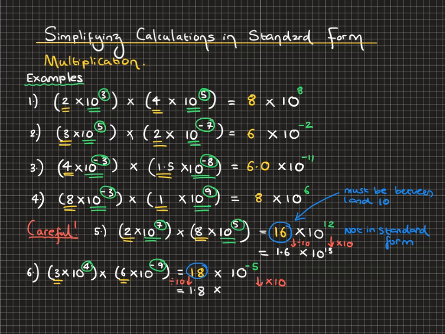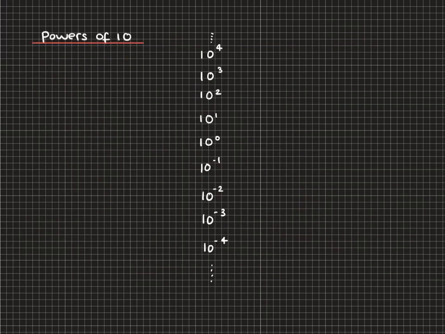So what happens if we multiply 10 to the -5 by 10? Well, it's going to become 10 to the -4. Think about it. You're doing 10 to the -5 multiplied by 10 to the 1. It's going to become 10 to the -4. Now, something that might help when you're thinking about this is what happens to powers of 10 as you multiply by 10 or as you divide by 10.